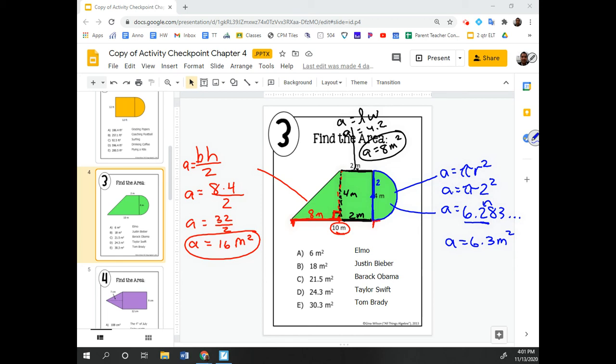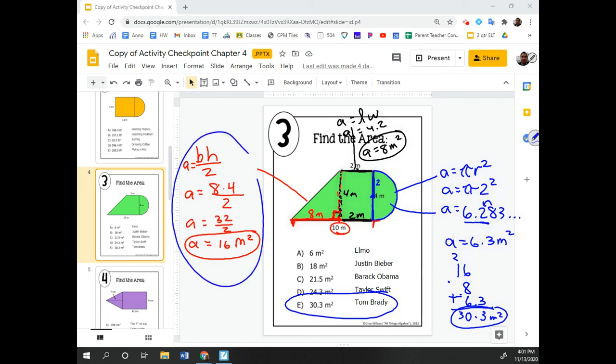Now, to find the area of the whole thing, I add all those parts up. So, 16 plus 8 plus 6.3. Make sure you line up the decimal point correctly. 0.3, 6 plus 6 is 12, plus 8 is 20. Carry the 2, 3, 30.3 meters squared. So we are going with Tom Brady. Cool. I would expect to see the work.